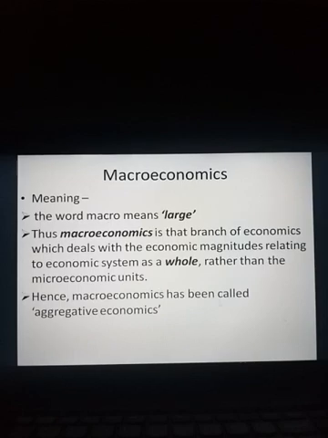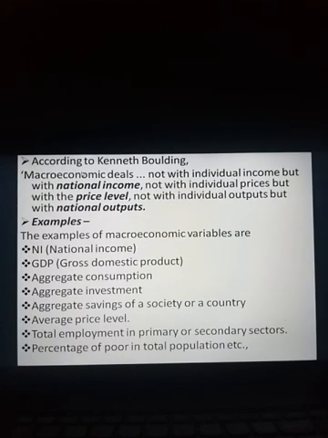Hence, macroeconomics has been called aggregative economics. In the simplest way, you can understand macroeconomics as aggregative economics. That is, it considers the whole rather than the micro units. According to Kenneth Boulding, I repeat, according to Kenneth Boulding, macroeconomics deals not with individual income but with national income, not with individual prices but with price level, not with individual output but with national output.